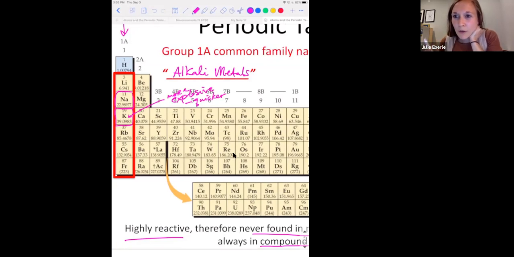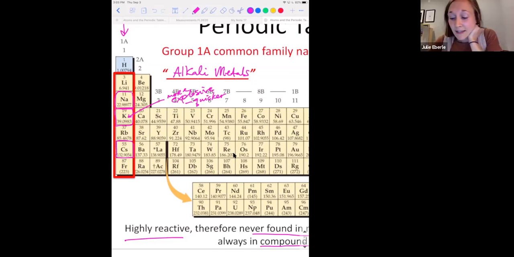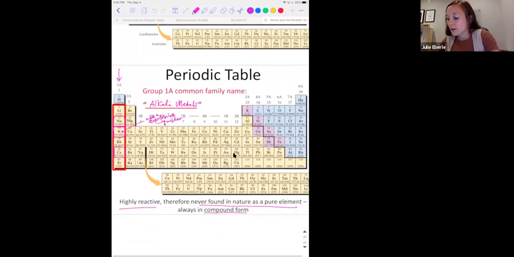Okay, what do you think would happen if I took a hunk of, this is cesium, and I dropped that into water? Do you think I'd be able to get away quick enough, or do you think I would lose a finger or two? I think it'd probably be a lot faster than the potassium. Yes, it would. And so the trend here is that as you go down, they become more and more reactive, okay? So I bet francium is even more reactive than cesium. So there's a trend here that I wanted you to see.